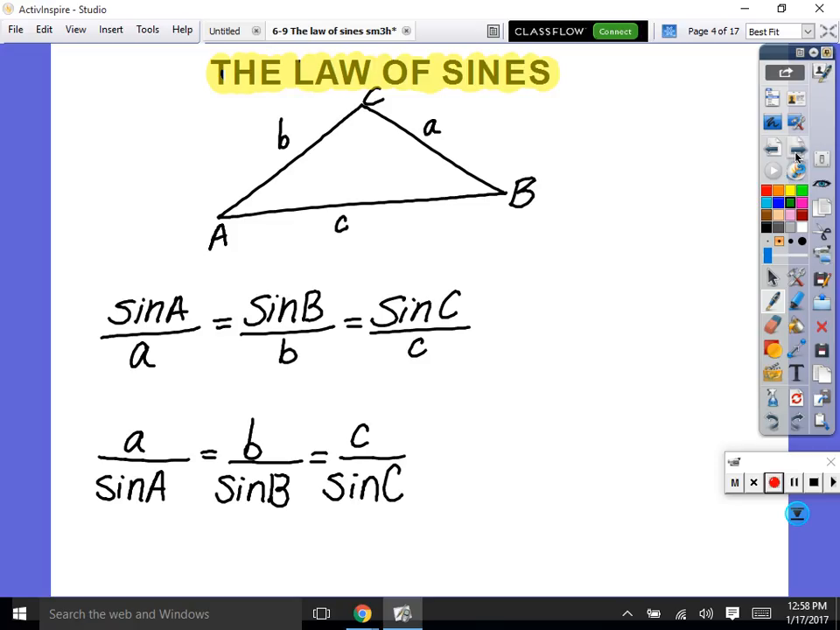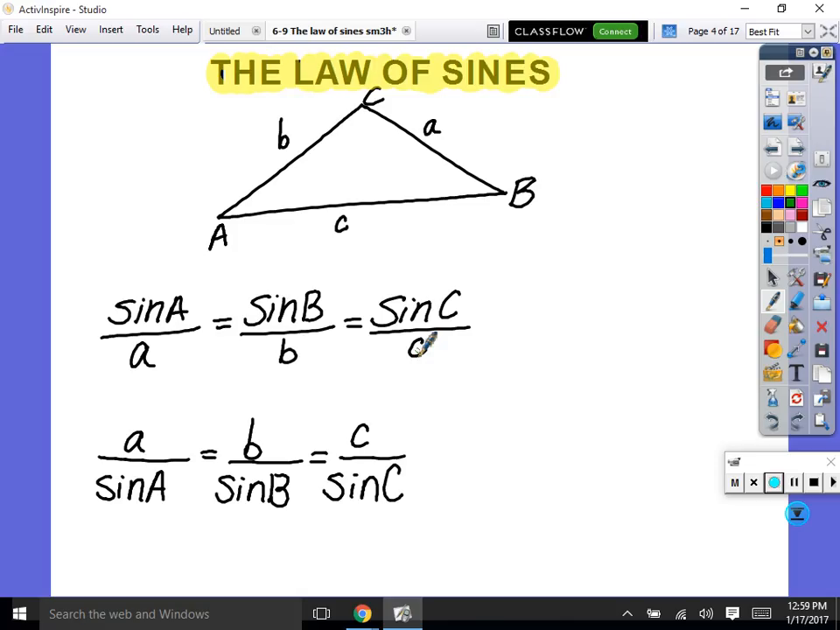So given this triangle, these ratios are true. Sine of angle A over side A will be equal to the ratio of sine of angle B over side B, which will be equal to sine of angle C over side C. That also is true for the reciprocal: side A over sine of angle A will be equal to side B over sine of angle B, which will be equal to side C over sine of angle C.